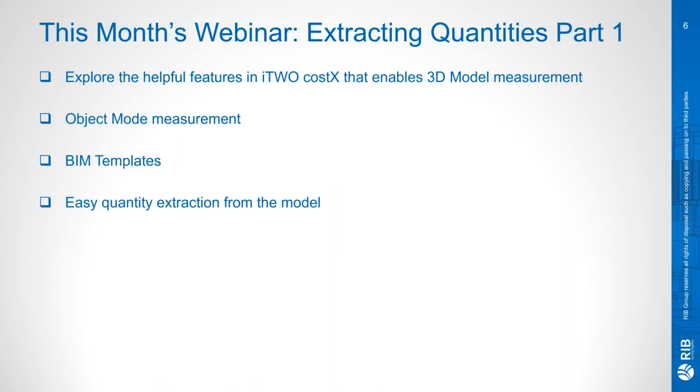This month we'll be covering the topic of extracting quantities from a BIM model. It is quite a meaty topic, and obviously a topic that's really relevant at the moment, seeing where BIM and 3D is going. So we'll start at the beginning, but explore a little bit around object mode measurement and the BIM templates that are in the system already, and both of these enable easy quantity extraction from the model. So without further ado, let me get into costX.